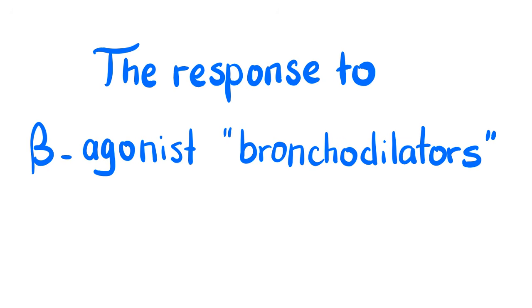We can use those flow volume loops to diagnose obstructive lung disease. But is it asthma or is it COPD? Solution: give a beta agonist or a bronchodilator. If it improves, it's asthma. If it didn't improve significantly, this is COPD, because COPD is a fixed obstruction. Asthma is a reversible obstruction.